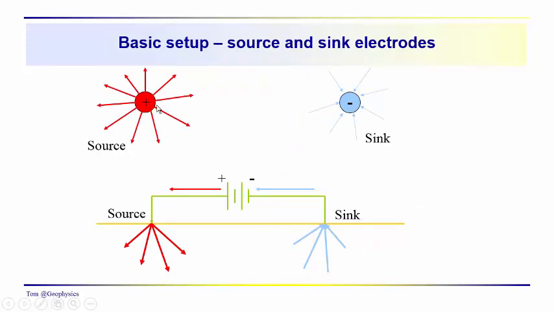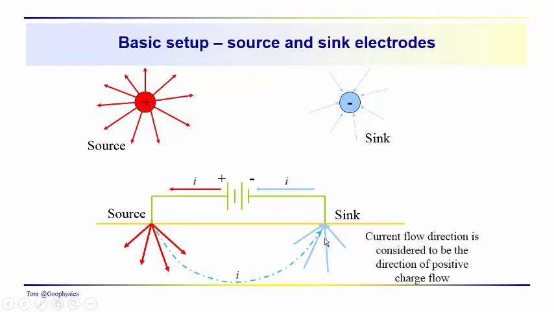So the basic setup here, we've got a source, basically considered to be a positive electrode. We have a sink. It's considered to be a negative electrode. So we have current emitting from the positive electrode flowing through the ground, coming back into the sink. And so the current flow direction is considered to be from the source to the sink. And it's again considered to be the direction of positive charge flow.